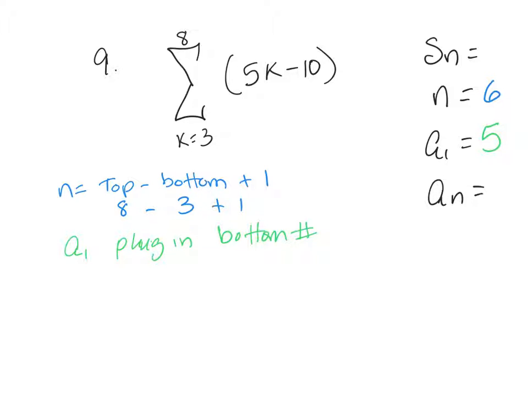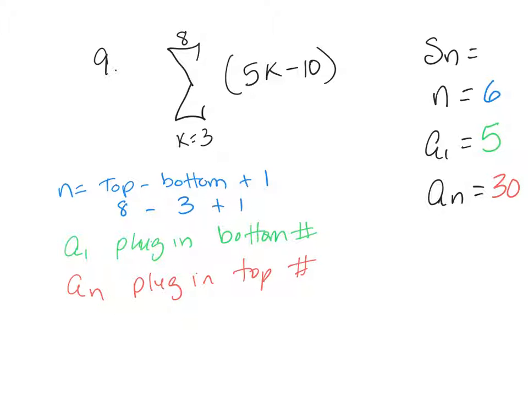Got it? What do you think you do to find an? I'm plugging the top number. Plug in the top number. Let's change colors here. an, plug in top number. Okay? So, what is 8 times 5? 40. Minus 10? 30.